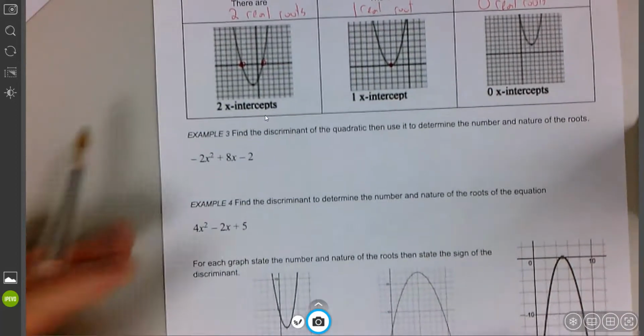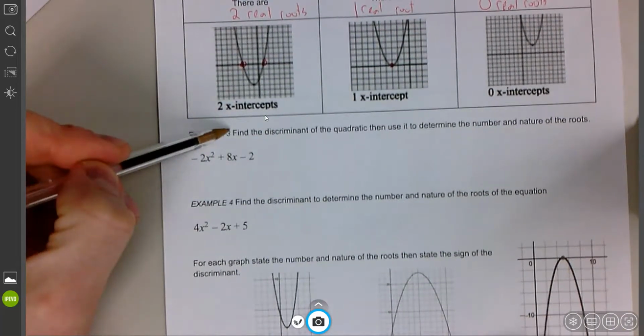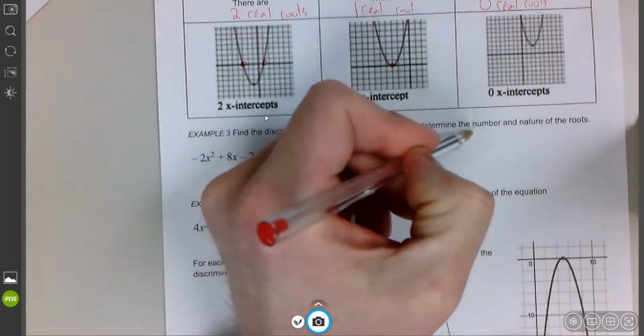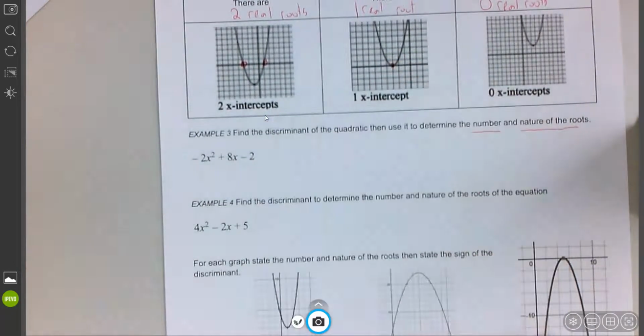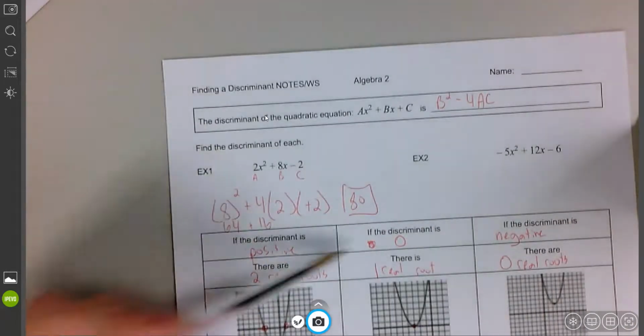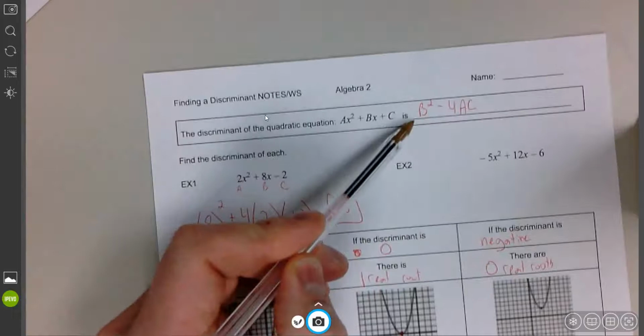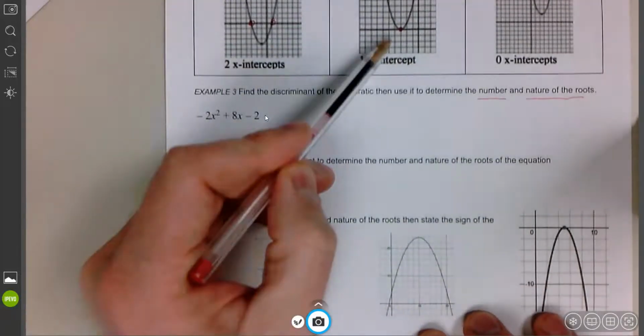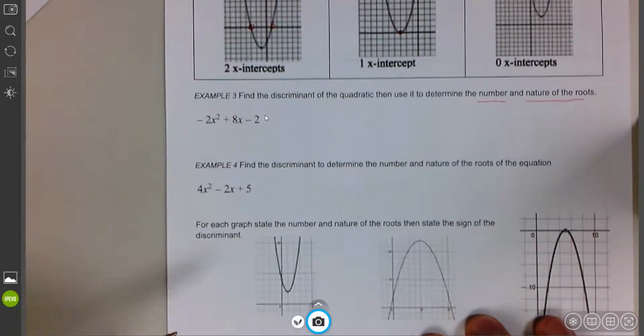Let's try one out. Example 3 says to find the discriminant and then use it to tell me how many and what type of roots there are. So we're just going to find the discriminant. We're putting together the 2 things we did. We're going to find the discriminant, b squared minus 4ac, then we're going to look at our table and match up which one goes where.